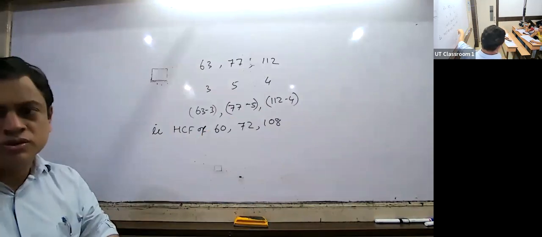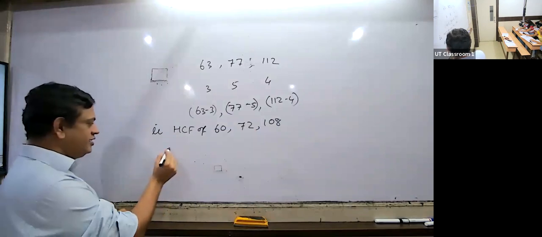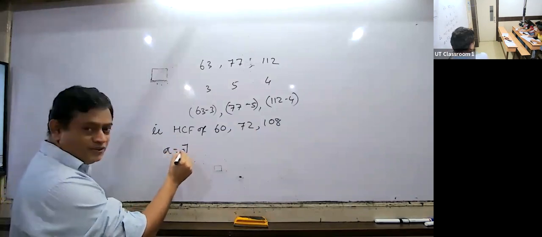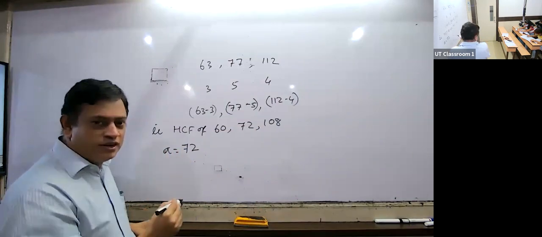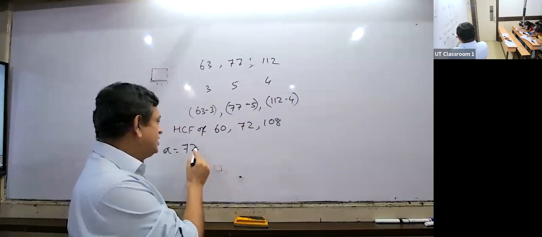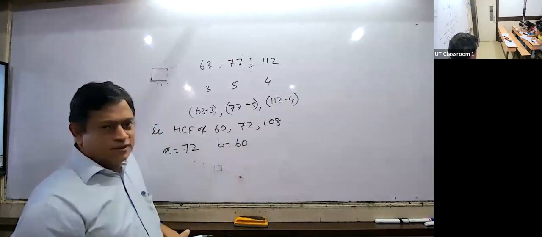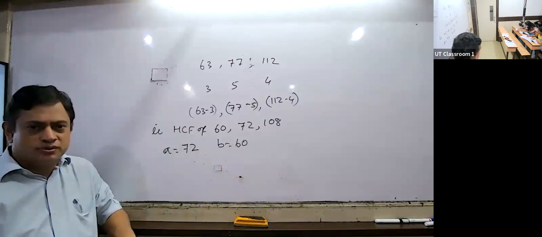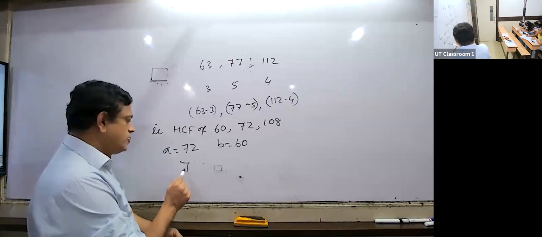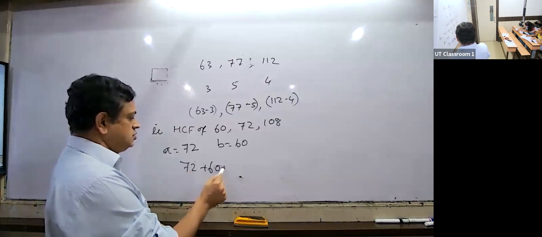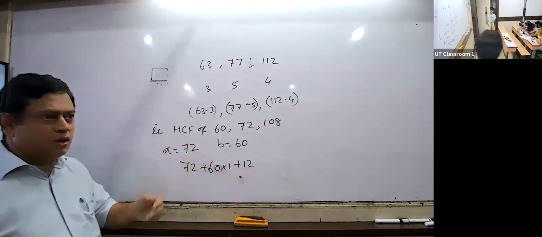Now consider A is equal to 72 and B is equal to 60. Then what do you get? Directly you can tell: 72 is equal to 60 into 1 plus 12. It's not required to divide.